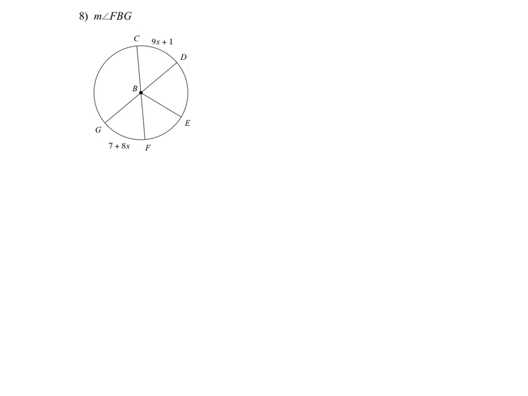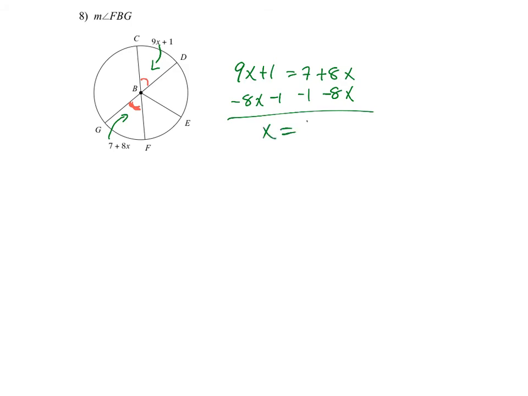So I want to find FBG, mark the angle FBG. FBG is this angle right here, right? So I know that FBG equals CBD. They are vertical angles, right? So in this case, I have that. Remember that this angle is equal to 7 plus 8x, this one to 9x plus 1. So 9x plus 1 equals 7 plus 8x, minus 8x, minus 1. So I have that x equals 6, right?